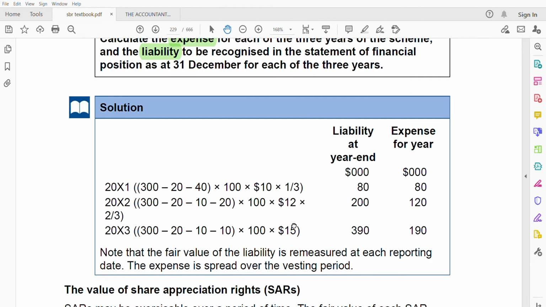So that's why you are just taking the fair value into 50 and 100 share appreciation rights. From 300 you have to minus 20 because this has actually occurred in 2001, 10 because it has actually occurred in 2002, and this 10 in 2003. Okay, so you will get 390, and the difference, it has increased by 190, you can see. So 190 is the expense. Okay, so the fair value of the liability is remeasured at each reporting date, you see, from 80 to 200 to 390. But the expense is spread over the vesting period. That's why you have taken 1 over 3 here, 2 over 3 here, and then 3 over 3 means 1. If you don't write it also, it's fine.